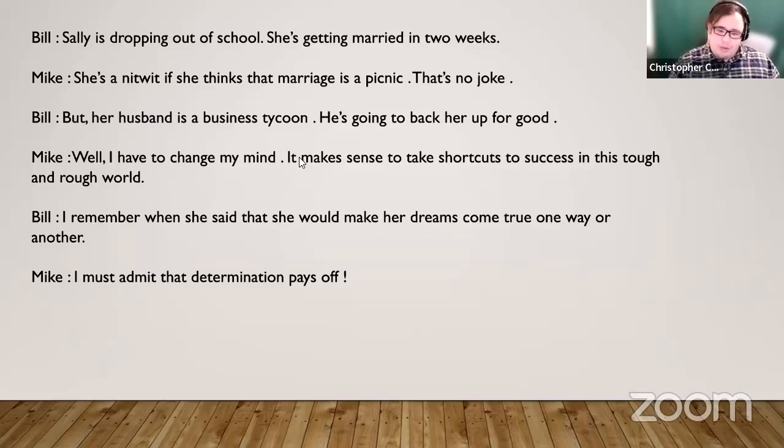It makes sense to take shortcuts to success in this tough and rough world. Basically, the saying means that instead of working hard in order to succeed, it makes sense to take a shortcut because this world is hard. Not everything's going to work. And so that's why it said in this rough and tough world, it's basically saying this world is hard.